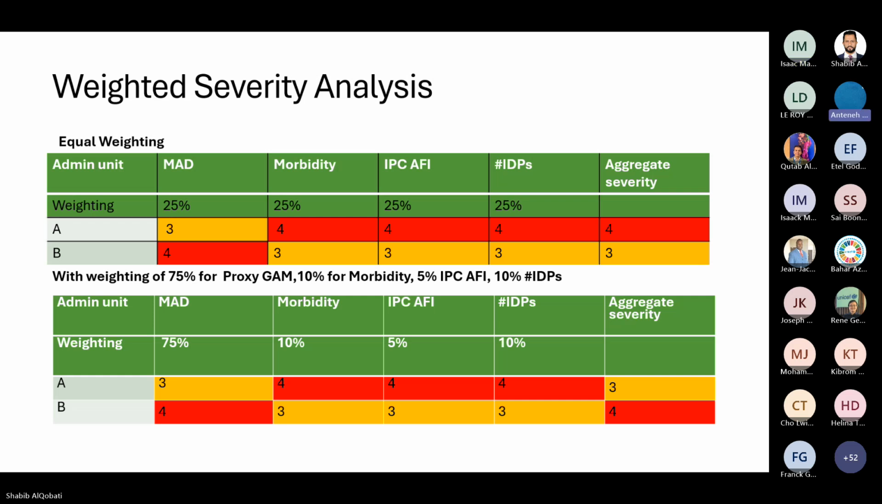I hope it is clear, but the point here is you can apply weighted severity analysis in cases where you are using multiple indicators, especially if these multiple indicators are proxy indicators. Next slide.